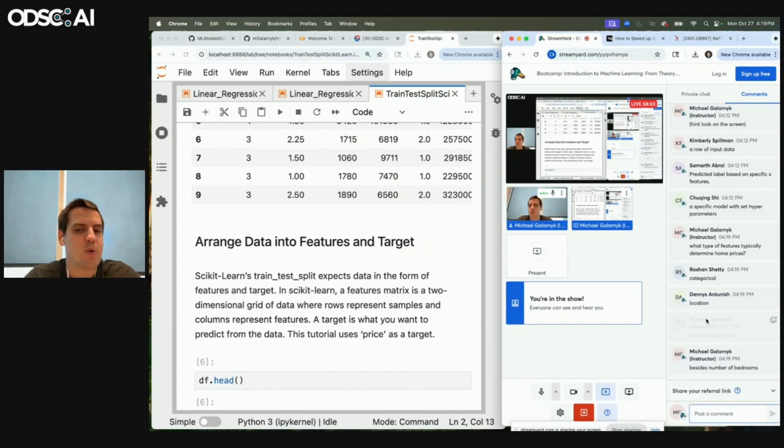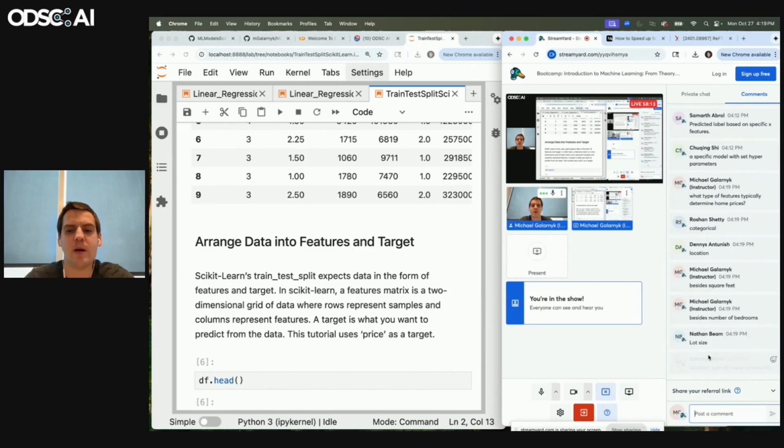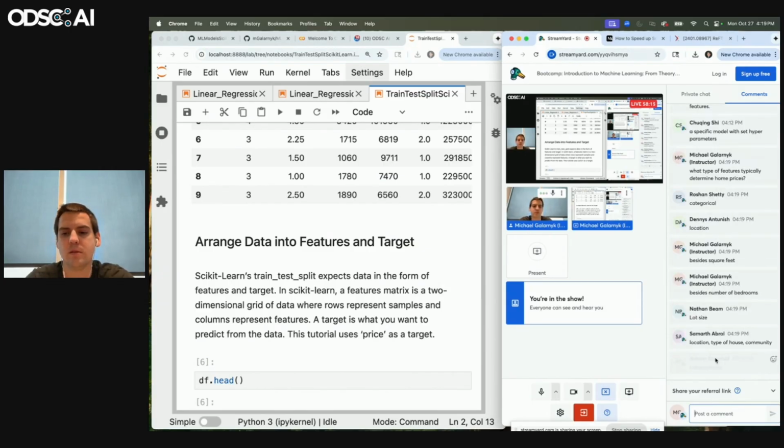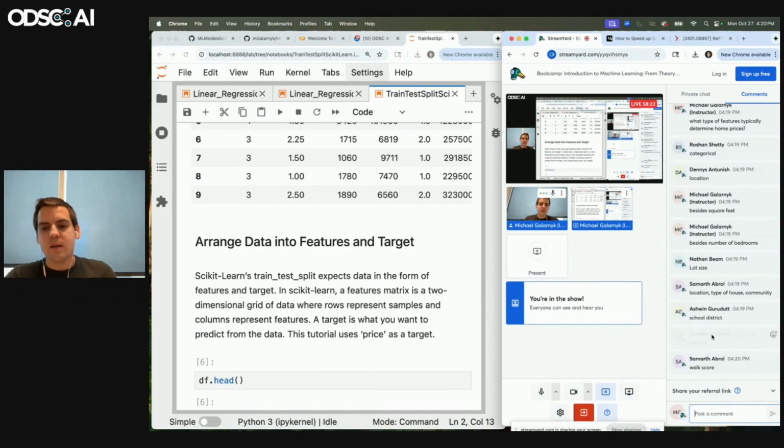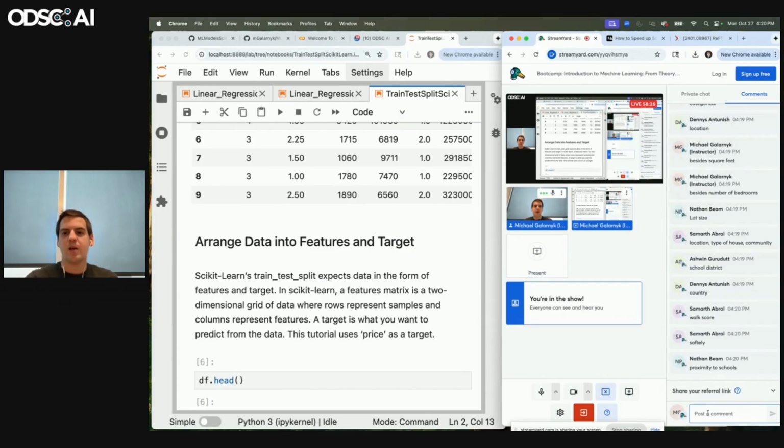So what are important things about location? Is it just the latitude, longitude? Are there common things that are associated with location that people care about? School district, yeah. Location, type of house, community, country, yeah. Walk score, very important, especially if you live in certain cities. Yeah, proximity to schools. These are all amazing things.